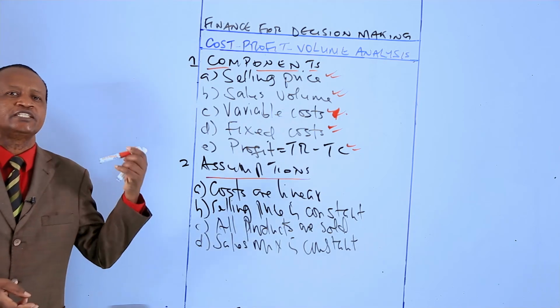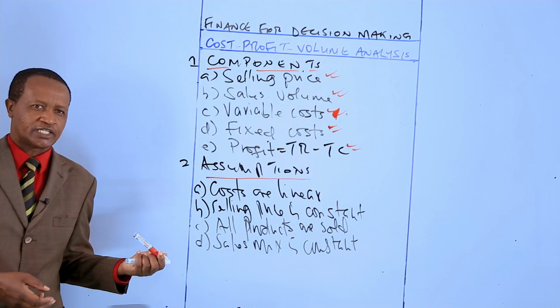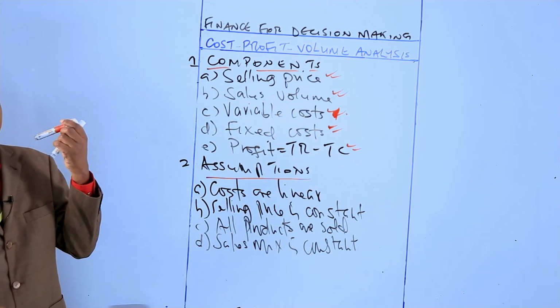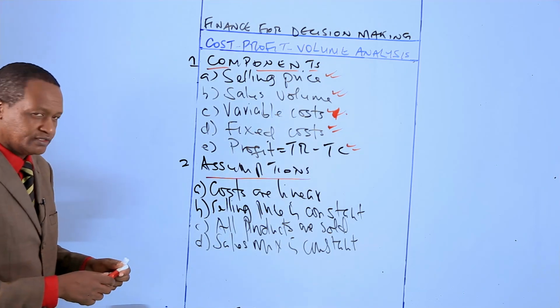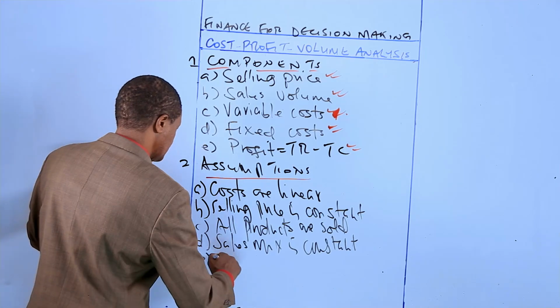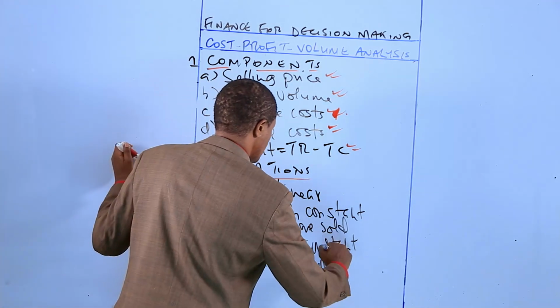That is for multi-product companies. If a company sells multiple products, the relative proportion of each product sold remains the same. Then lastly, efficiency is constant.